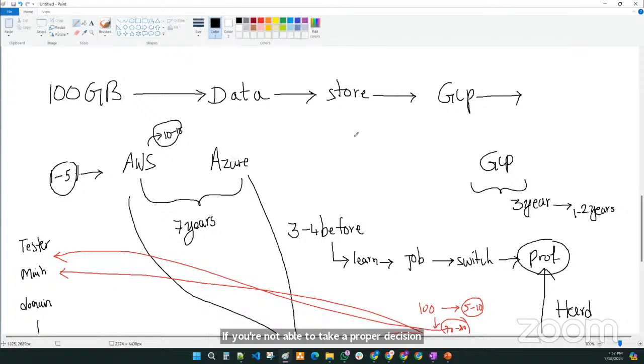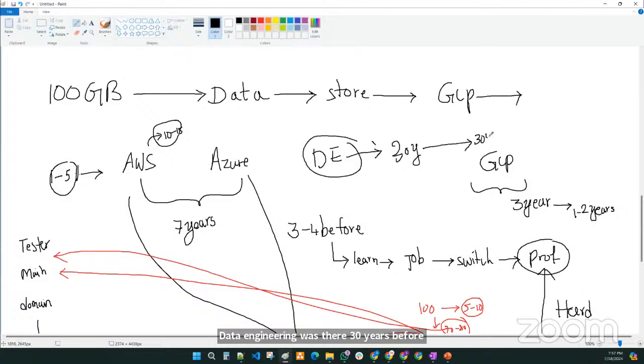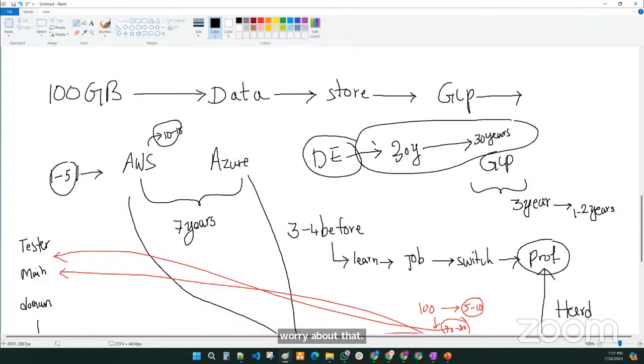And don't think about what will happen to data engineering. Data engineering is a foundation. It is an evergreen course. Data engineering was there 30 years before, and data engineers will be there after 30 years also. Don't worry about that. There is no doubt about it.